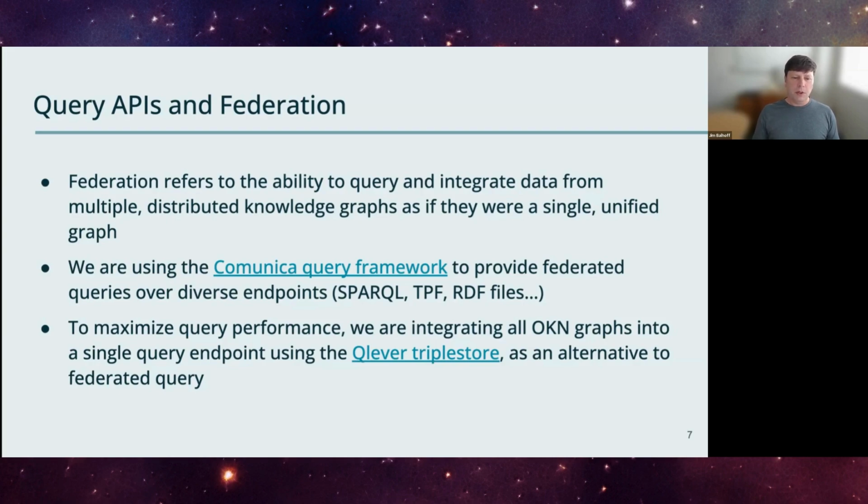Now, while query federation can be quite powerful and convenient, it also is a little slower than when all the data are integrated into a single database. So to provide a higher query performance, we're using an open source triple store called Qlever. So a triple store is a database for RDF. And we're currently integrating all of the OKN graphs into that single database for a high performance query endpoint.